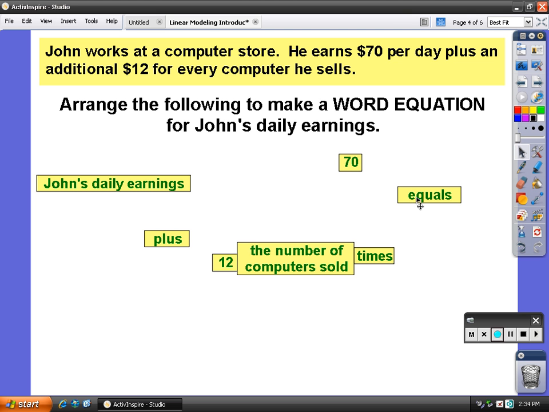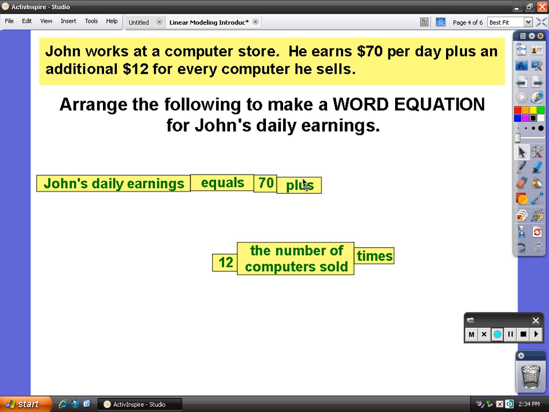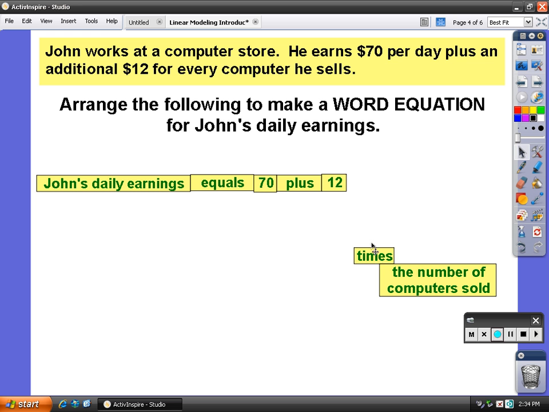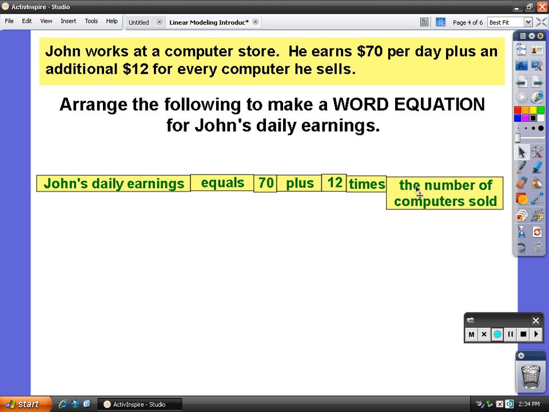So the students would rearrange this, hopefully coming up with John's daily earnings equals 70 plus 12, oops, there we go, times the number of computers sold. So we can see we have a word equation, and the final step then, of course, is to take our word equation and turn it into an algebraic equation.